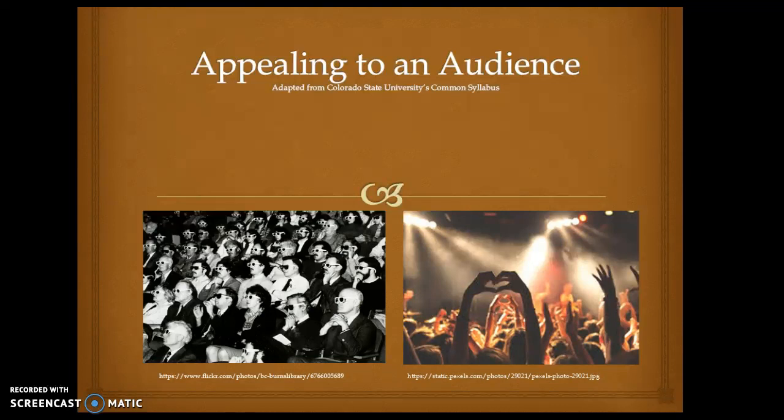However, the work doesn't stop there. Once you've chosen your specific audience, you need to begin to think about how you are going to appeal specifically to this group based on what you know and can assume about them. So this is where we're going to pick up today with these notes.